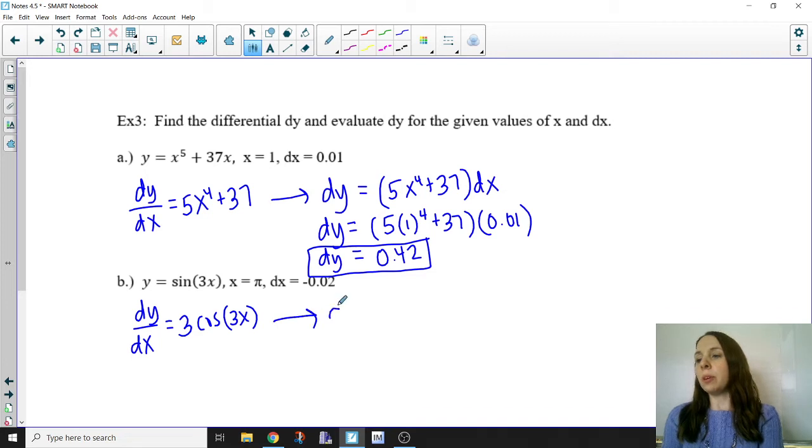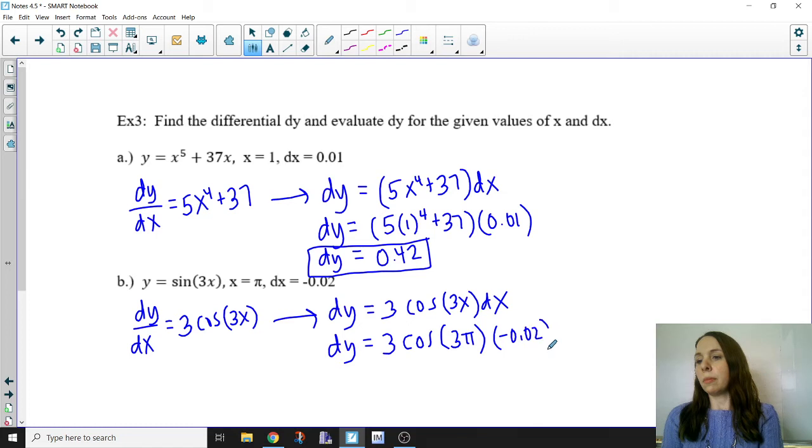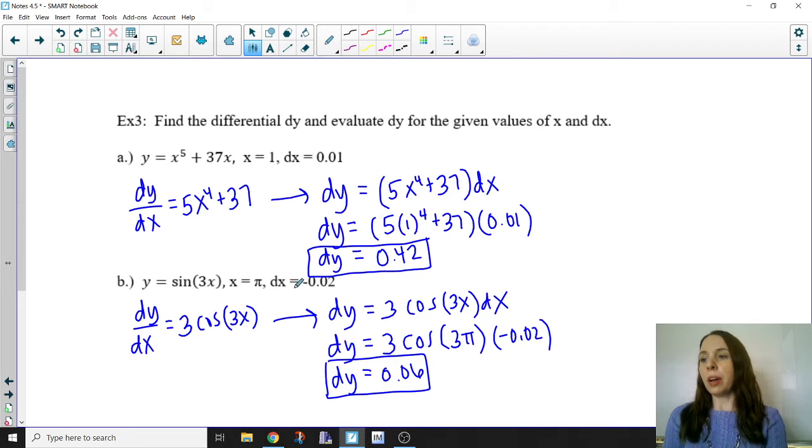In order to do that, we are again going to move the dx to the other side, and sub in the values given to us. I think this one is kind of fun because it shows that for this function, sine of 3x, around x equals pi, if you decrease the x by just a small amount, the y increases. What I'm going to get out of this is 0.06, which is a positive amount, and that means the y is going up, which would make sense if you look at the direction of the function.